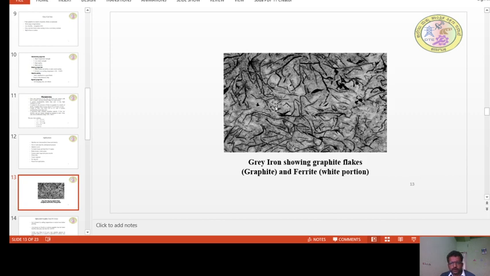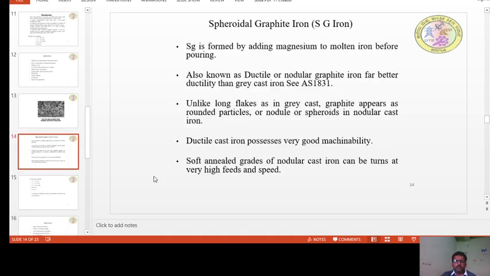Coming to the microstructure of a gray cast iron, here once again we can see the flakes, the lines, that is graphite, and the dark color area is nothing but ferrite. So we can make a statement that in the gray cast iron, the flakes will be the reinforcement, and the ferrite is the matrix. This is how it appears, and with this we'll move on to another type of cast iron, that is spheroidal graphite cast iron.